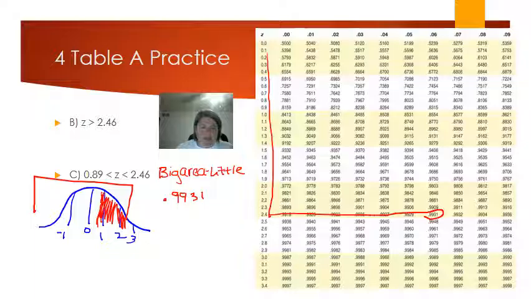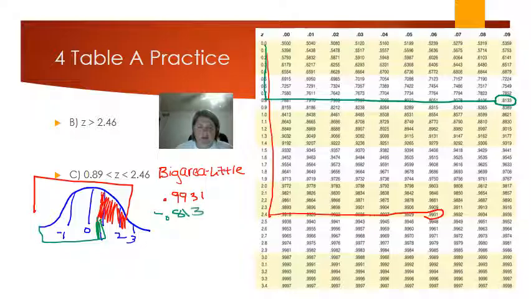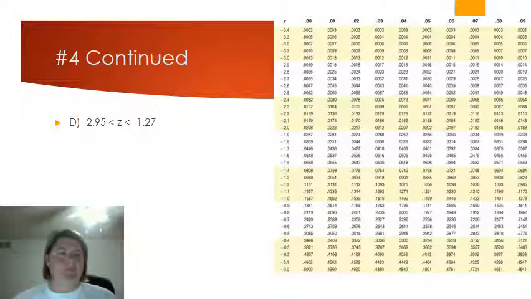Now I want to find the little area, 0.89. So I'll do that one in green. I go down 0.8, then I go all the way over until I get to a 9, 0.8133. So what that means is that the area from the end to right there is 0.8133. So I'm going to subtract, and what's left over will be the red shaded area in the middle, which I got 0.1798. All right, let's try another one.